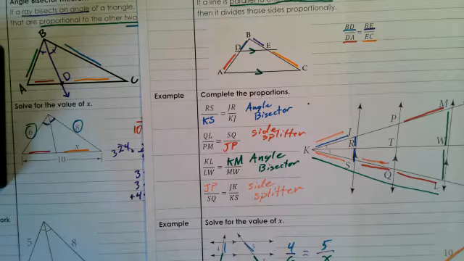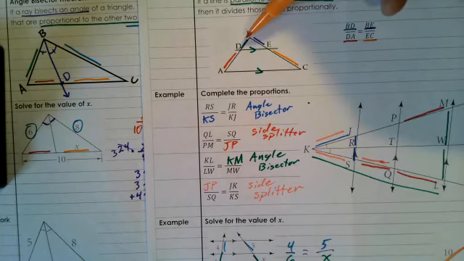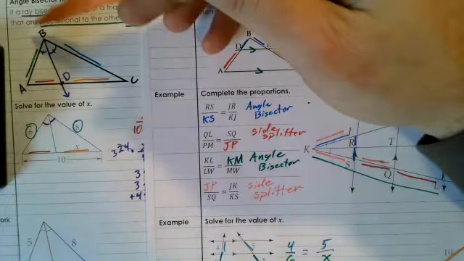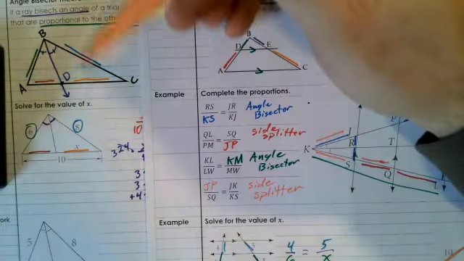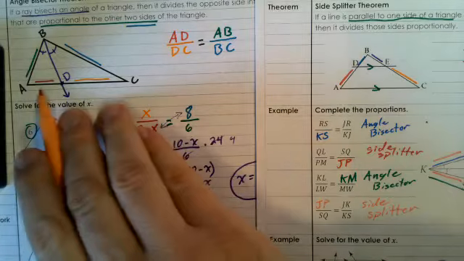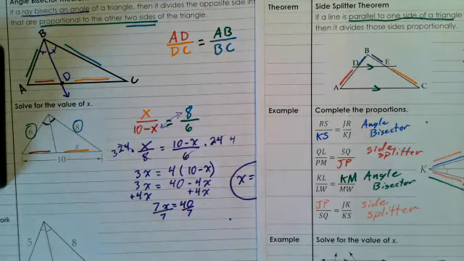And that is it for our video on these proportions in triangles. So if you've got a parallel line, it divides top and bottom proportionally. If you've got an angle bisector, it makes proportions with the two pieces on either side of that angle bisector.